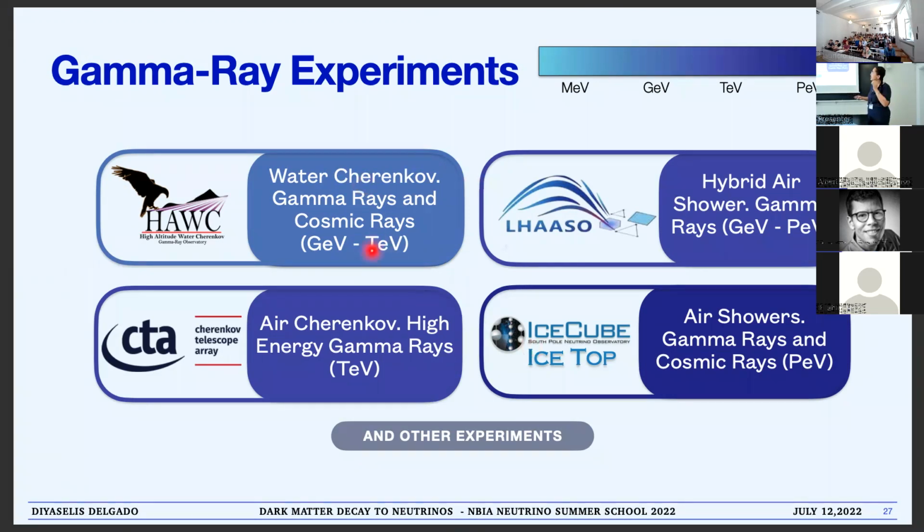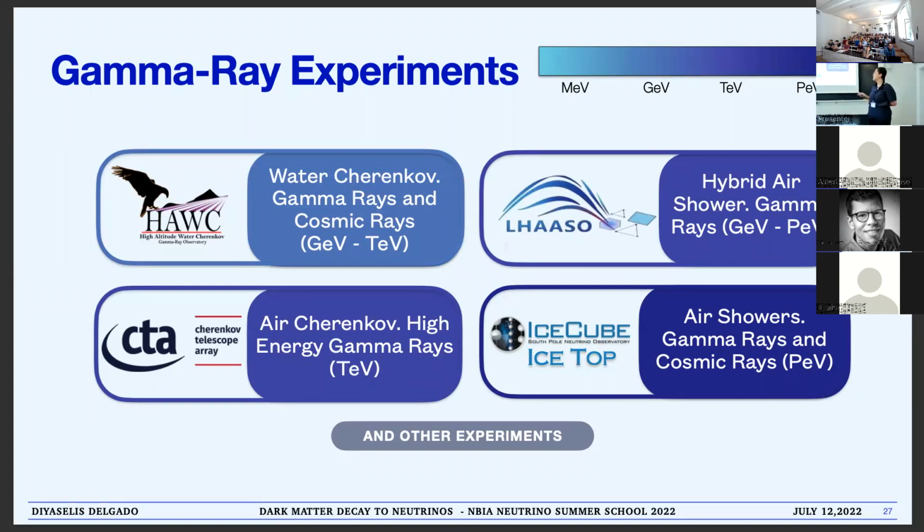So we have HAWK on the GeV-TeV scale. Then we have, which is a water Cherenkov. I guess that's one difference. And then we have LHAASO, which is a hybrid air shower array, has water tanks and also antennas on the GeV-PeV range. We have CTA on the TeV range, and then IceCube IceTop. I know a lot of people mentioned the IceCube detector, but no one has mentioned IceTop.